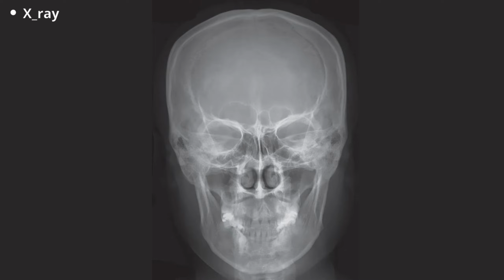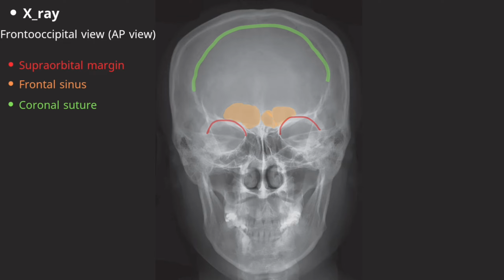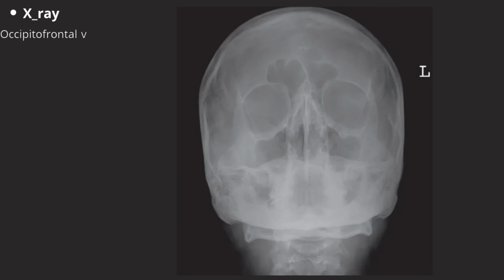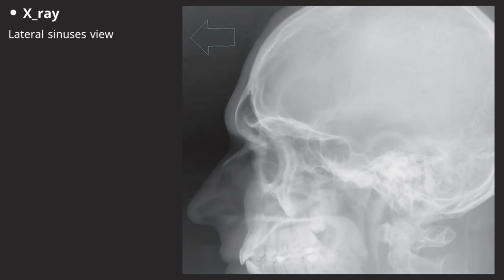Now, let's view the normal radiographic imaging of the skull for adult and pediatric. In the fronto-occipital view, AP view, you can see the superior orbital margin, frontal sinus, coronal suture, and sagittal suture. In the occipitofrontal view, PA view, you can see. And in the lateral view, you can see, of course, the frontal sinus.